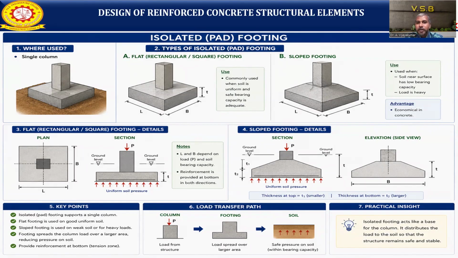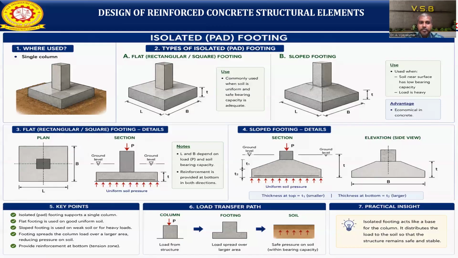It is commonly used when the soil is uniform and the safe bearing capacity is adequate, then we can use the isolated pad footing. And the second type is the isolated sloped footing, where the soil has a low bearing capacity and the load is very high. We can go for the sloped footings. What is the advantage? It is economical in concrete. While in the pad footing the consumption of concrete is high, in the sloped footing the concrete consumption will be very low.